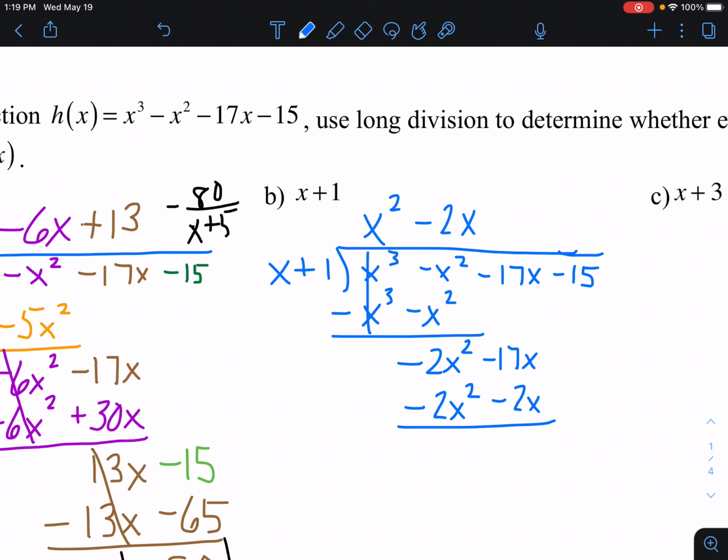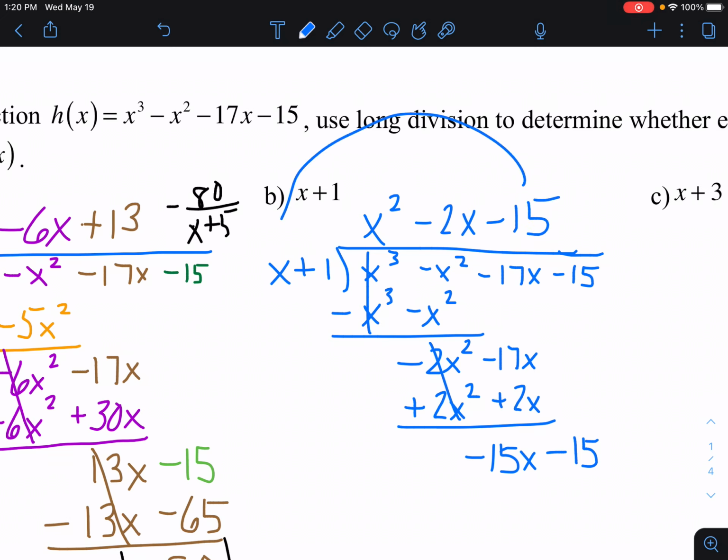Now we're going to subtract. We're going to change the signs. Subtracting negatives, double negatives change to a plus. So cancel these, and then add to get negative 15x. Now bring down your next term, the minus 15 at the end, and do the process again. First term divided by first term. Negative 15x divided by x is negative 15.